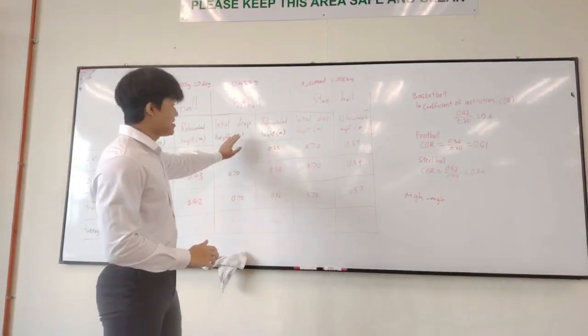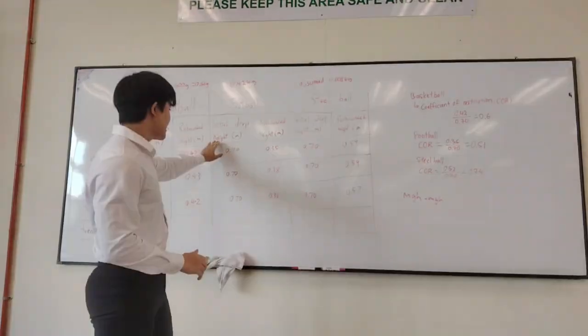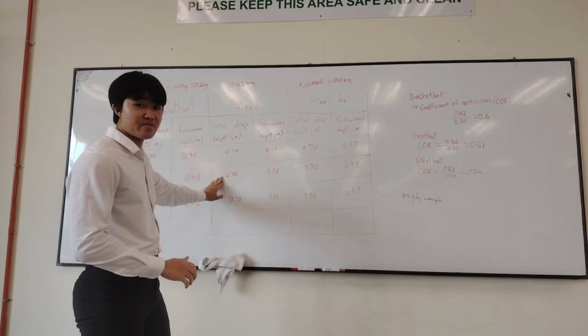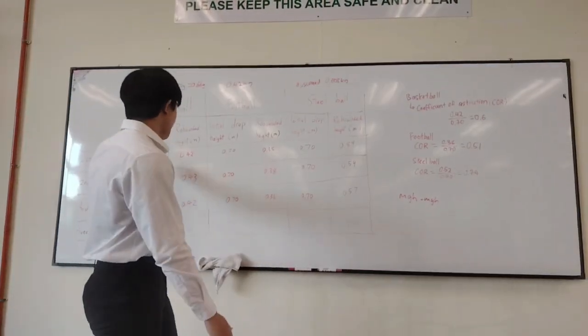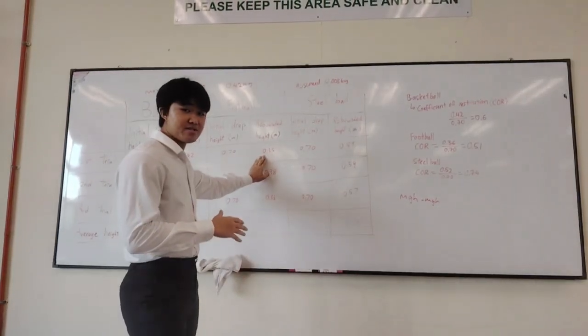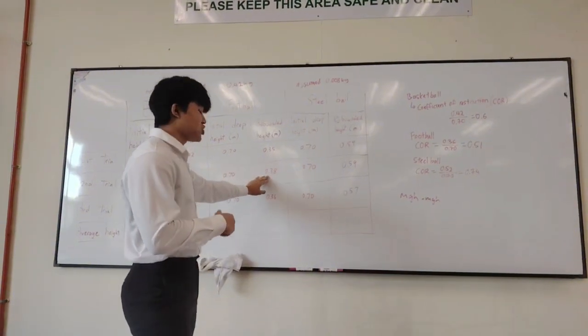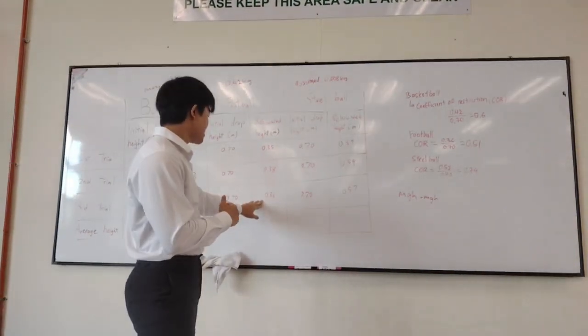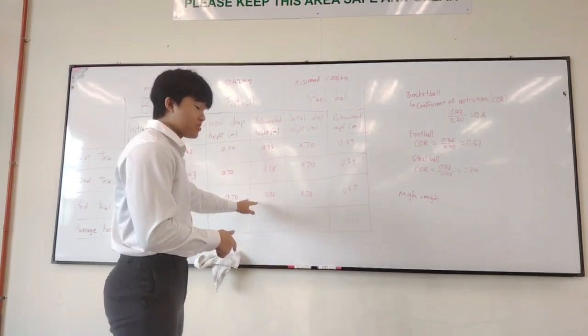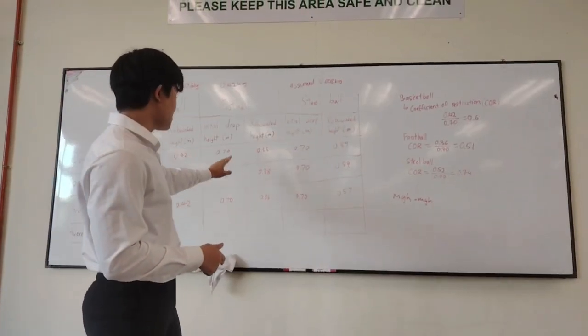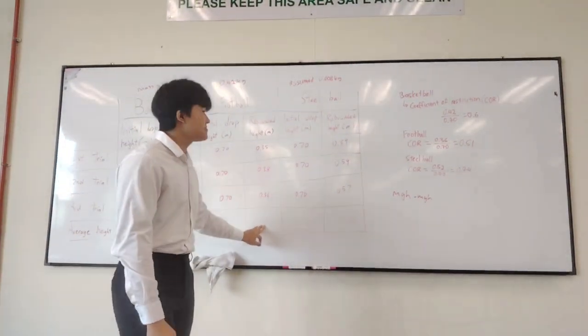For football, still the same, the initial drop height is 0.7 meter. And for the first trial, we get 0.35 meter. For the second, we get 0.38 meter. And for the last one, we get 0.36 meter. So the average rebound height, we get 0.36 meter.